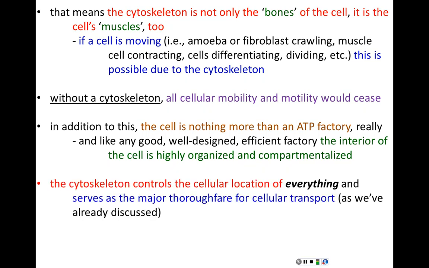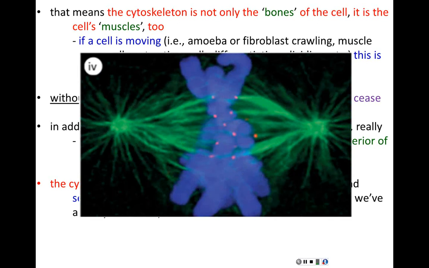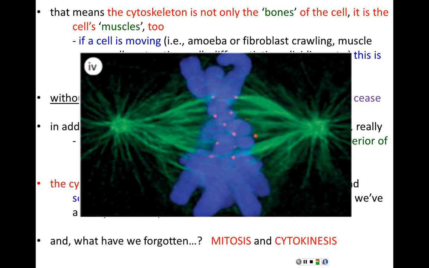What allows that to be possible? The cytoskeleton. The cytoskeleton allows and controls the cellular localization of everything inside that cell. It serves as the major primary compartmentalization force, as well as the major thoroughfare for all cellular transport. You might remember those walking proteins we've talked about a number of times. Let's not forget, even for a moment, the other thing that we need the cytoskeleton for, mitosis and cytokinesis.